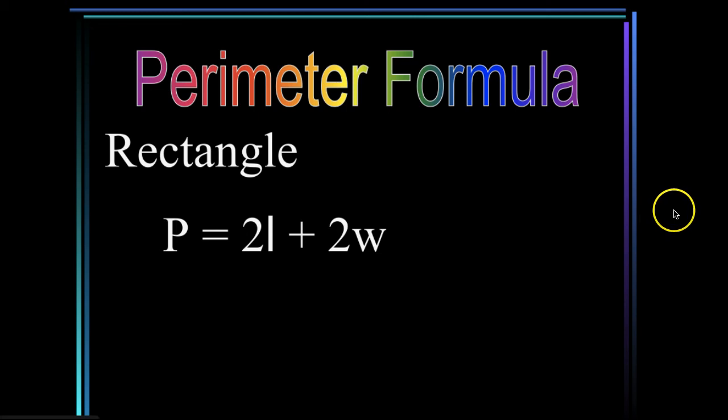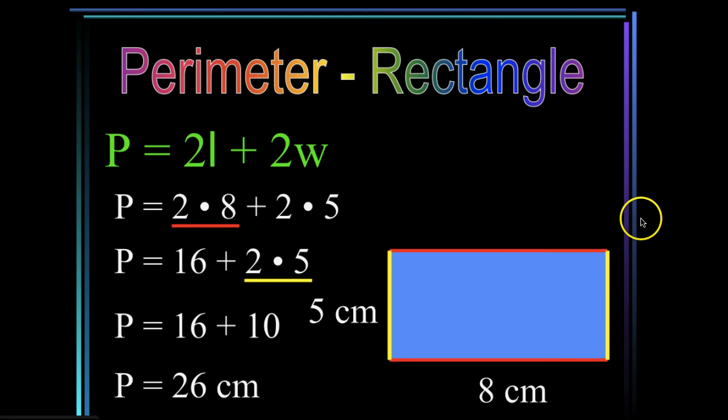With the perimeter formula, the rectangle is 2 times the length plus 2 times the width. Not very hard, but just get that formula written down. With the rectangle, we have the lengths over here, and we have our widths right here. Even if we add up all of the sides, we're going to get the correct perimeter of 26 centimeters.